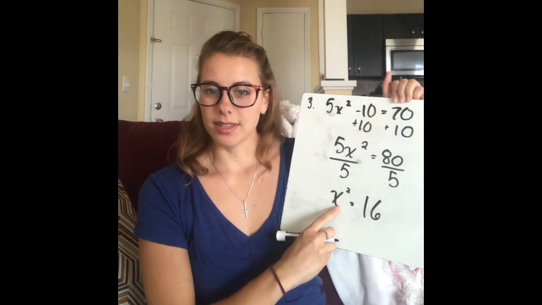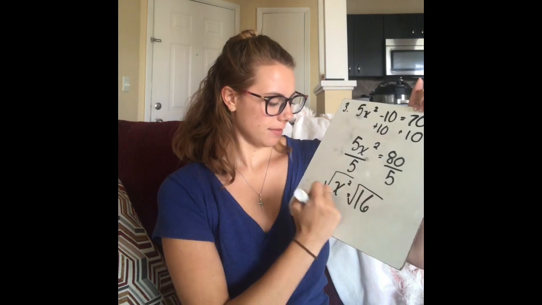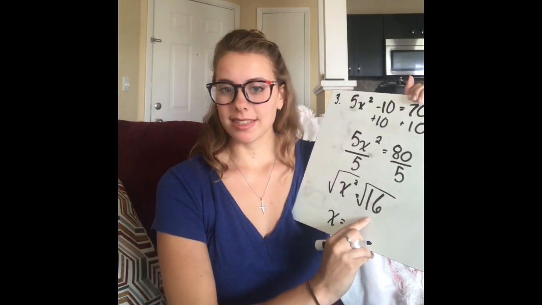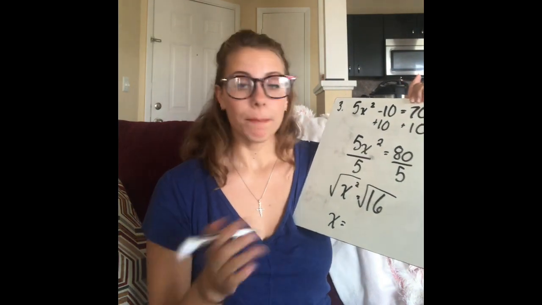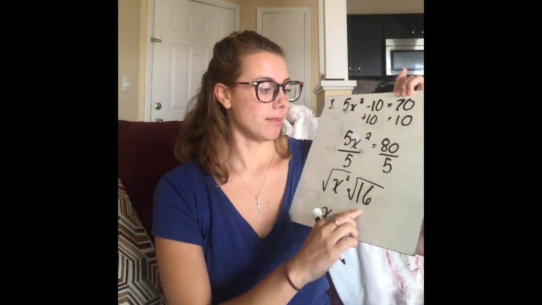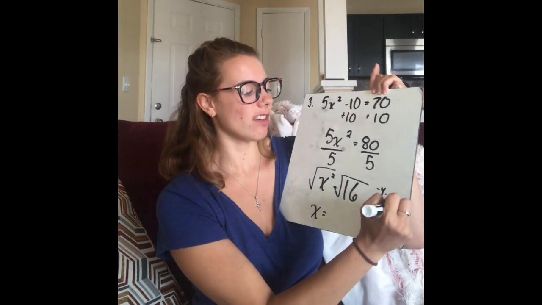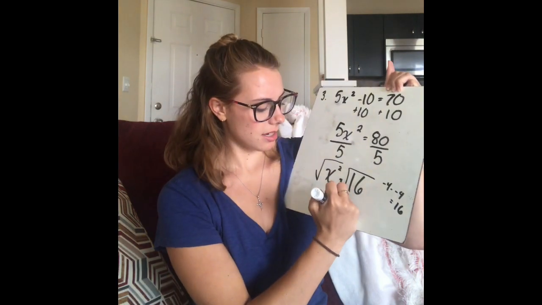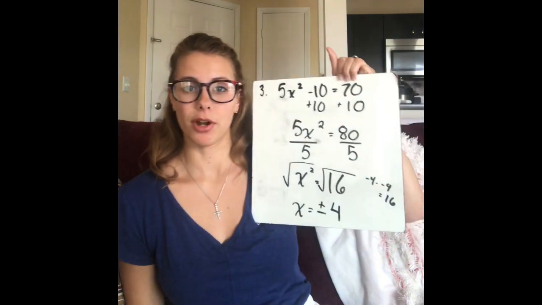The opposite of something squared is a square root, so I'll take a square root of both sides. So I end up with x equals, the square root of 16 is 4, but it is also negative 4, because a negative times a negative is a positive. So negative 4 times negative 4 is still positive 16. So our x is positive or negative 4. So that's number 3.